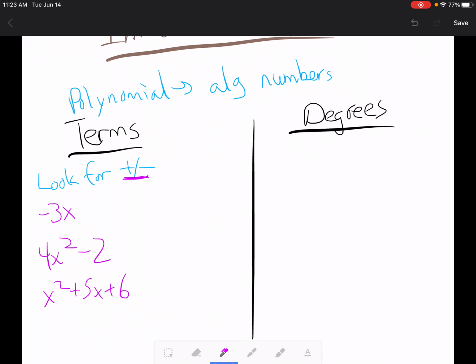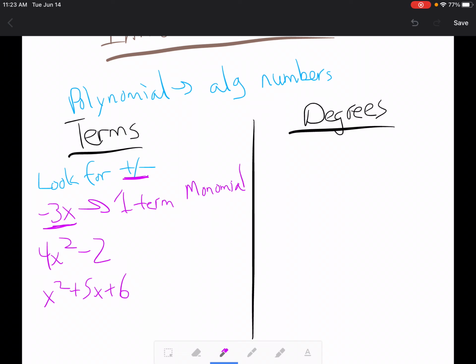Now, this one only has one negative. I wouldn't call that a minus per se, so I'm not even going to count that. But what we have here is one term. And there's a fancy word for a polynomial that has one term, and that is a monomial.